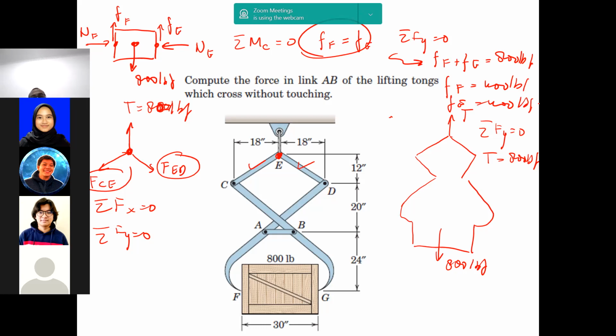Do you get it, Fauzan? Yes, sir. So we got FF, we got FG. Okay. How about the normal force? The normal force we cannot get, but we know that NF, using sigma Fx equal to 0, will be equal to NG. That's all that we get. Okay, but at least we solve for FF and FG.